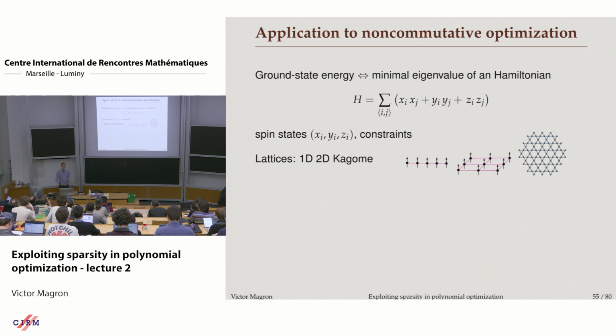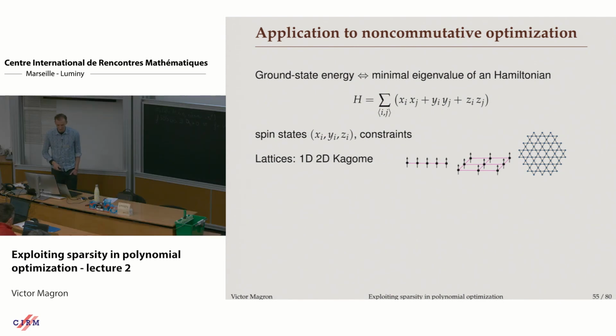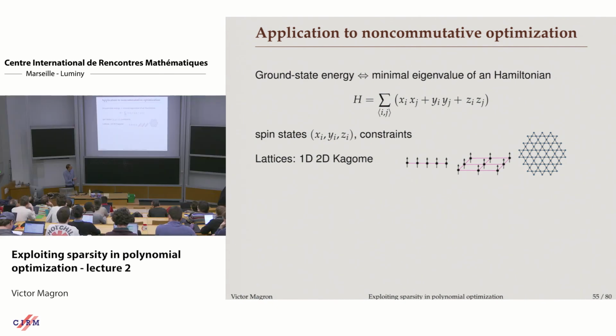And they can be arranged in different kinds of lattices. You know lattices better than me, I think. But this is a 1D lattice. This is a 2D lattice. This is a more complicated lattice arrangement called the Kagome lattice. Here you can apply correlative sparsity because you have a chain graph.